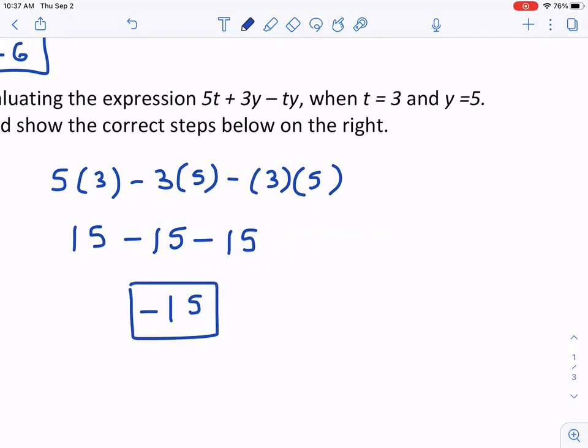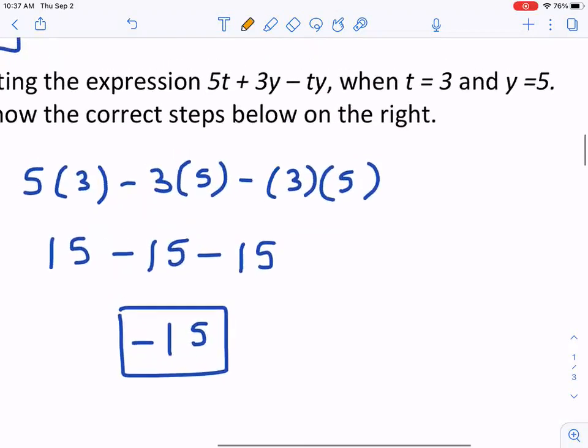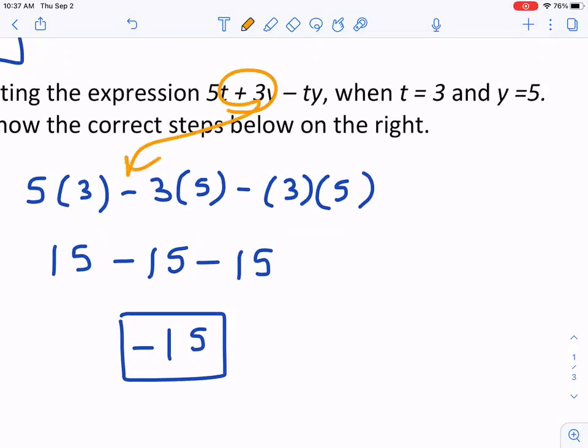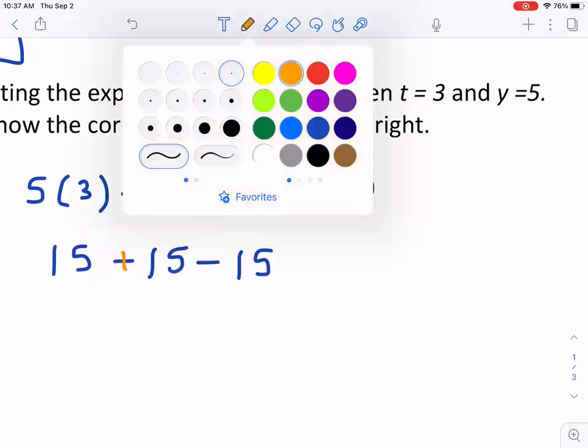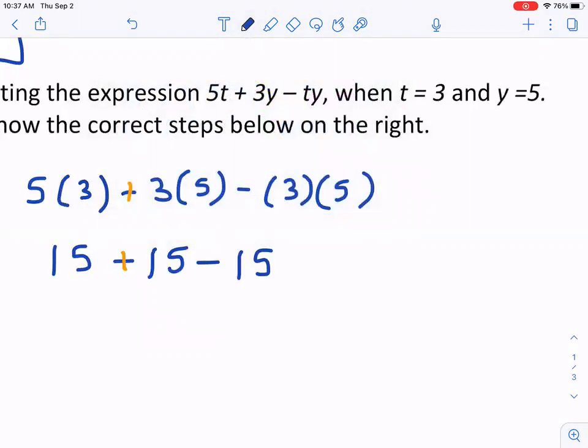Oh, did I write it incorrectly? Thank you very much. The first part is a plus. Sorry, guys. Okay, this is a plus sign here. So now that means that this is going to be a plus sign. So that's going to change our answer a little bit, right? So now we have 15 plus 15 is 30, and then 30 minus 15 would give us an answer of positive 15. Thank you very much.